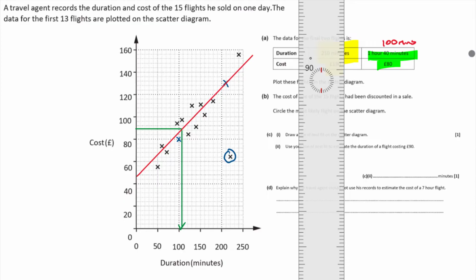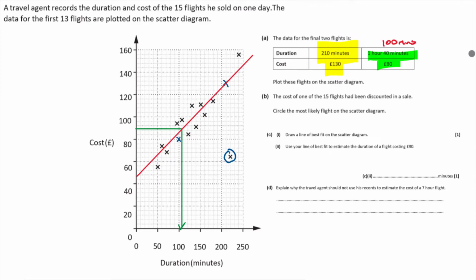So I think that's pointing at about 105, 110, something like that. Now yours might not be exactly the same because you might have drawn your line of best fit slightly differently. Don't worry about that. As long as you're within half a square of your own mark on your own diagram, then that's fine.